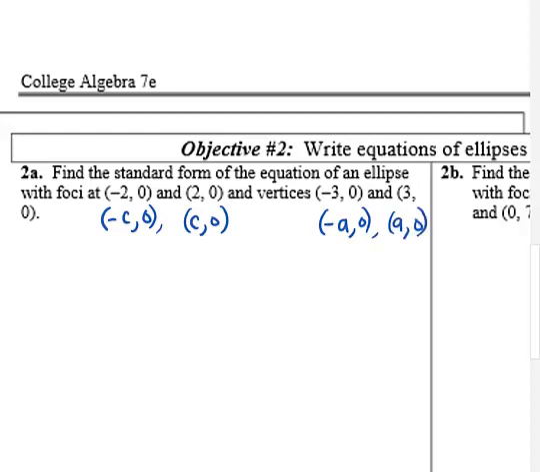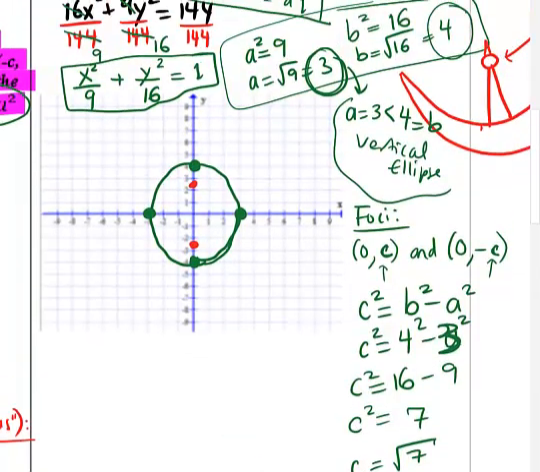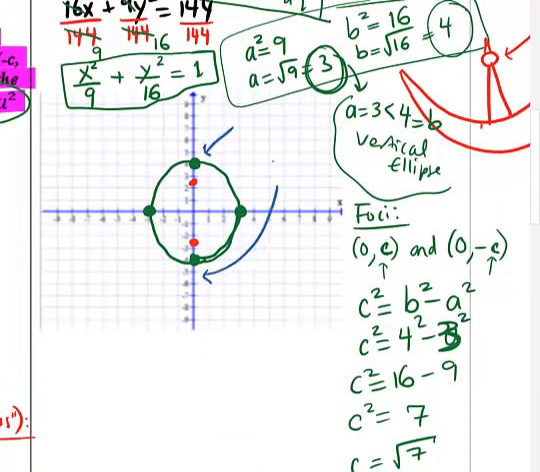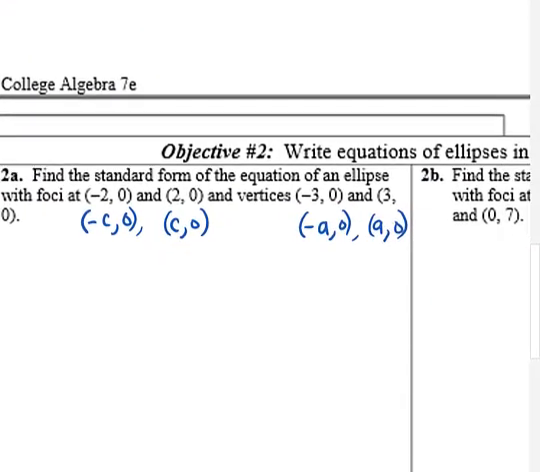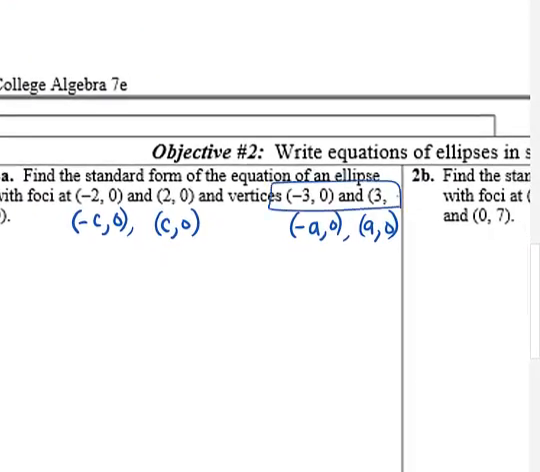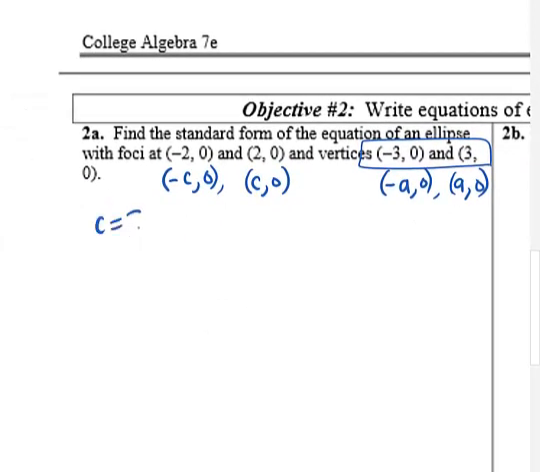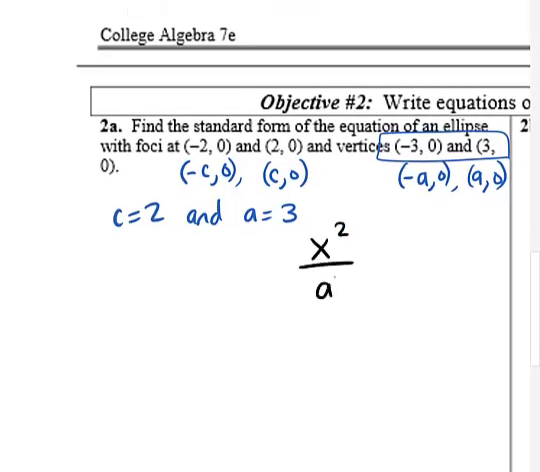Because remember, the values of b are always the points here and here. And those points look like 0, b and 0, negative b. They're the b values in the y coordinate place. But here, since they're giving us points that have a non-zero value in the x coordinate place, those must be the a values. It looks like we know c is 2 and a is 3. So we kind of know a lot about this equation. But the basic form of the equation should look like this: x squared over a squared plus y squared over b squared equals 1.